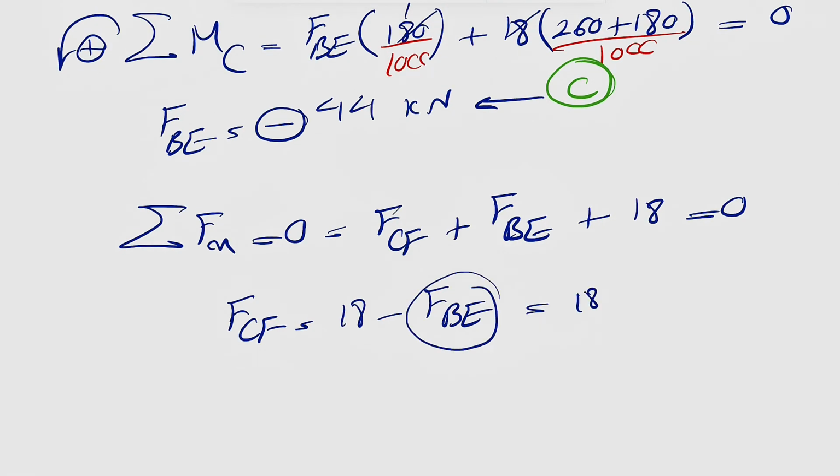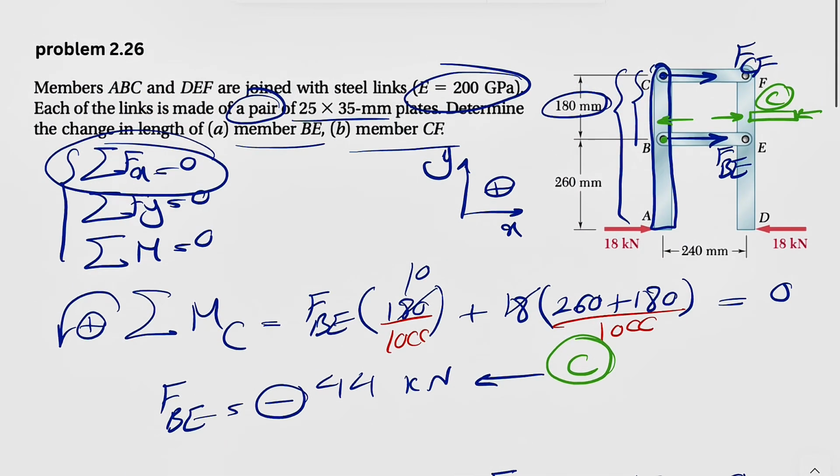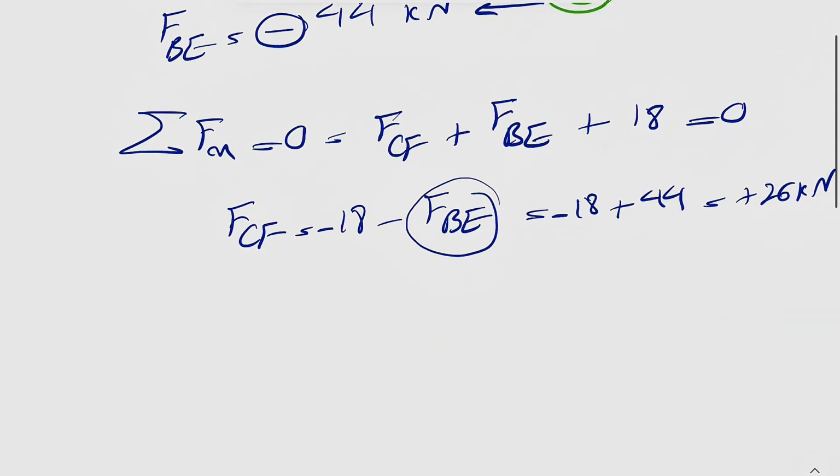So it's basically 18 minus 44, which is going to be plus, and we have a negative sign in here. So minus 18 plus 44, which is going to be plus 26 kilonewton. We did not get any negative answer, so that's the correct direction for FCE, the force that is applying from the member to the joint. So the member in here has to be in the opposite direction, which will be in tension. So this member is in tension.